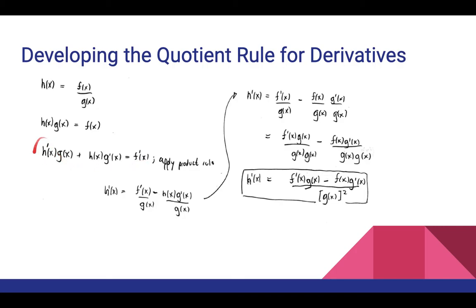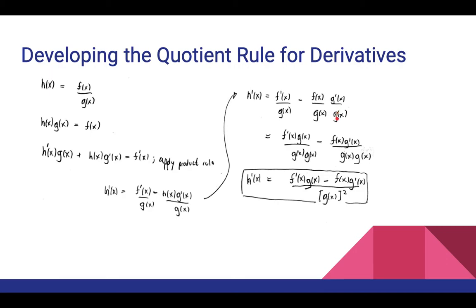So now we have h prime, we just have to solve for it. So we're going to subtract h of x times g prime of x from both sides, and then divide both sides by g of x. Now we're going to substitute in h of x equals f of x divided by g of x to get f prime of x divided by g of x minus f of x over g of x, where we substitute in h of x, times g prime of x divided by g of x.